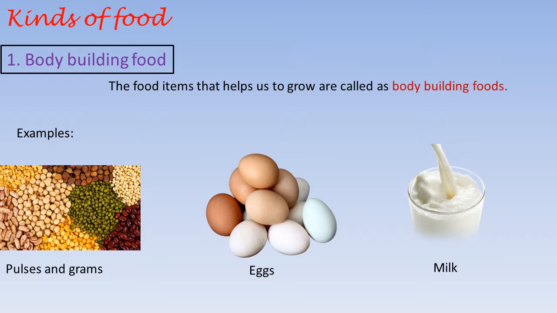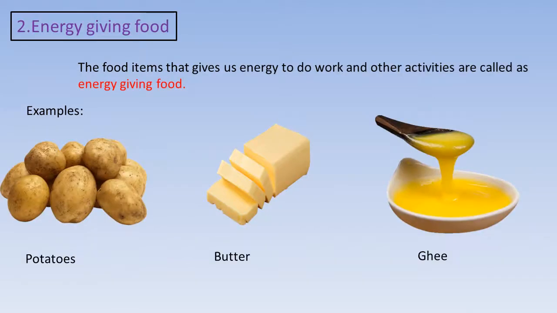Now you remember how small and tiny you were when you were in prep classes. Now you are in class 3, you are well grown up children. Why is this happening? Because you are eating pulses and grams, eggs, milk, etc. These are the food items which help you to grow well, and these food items are called bodybuilding foods.